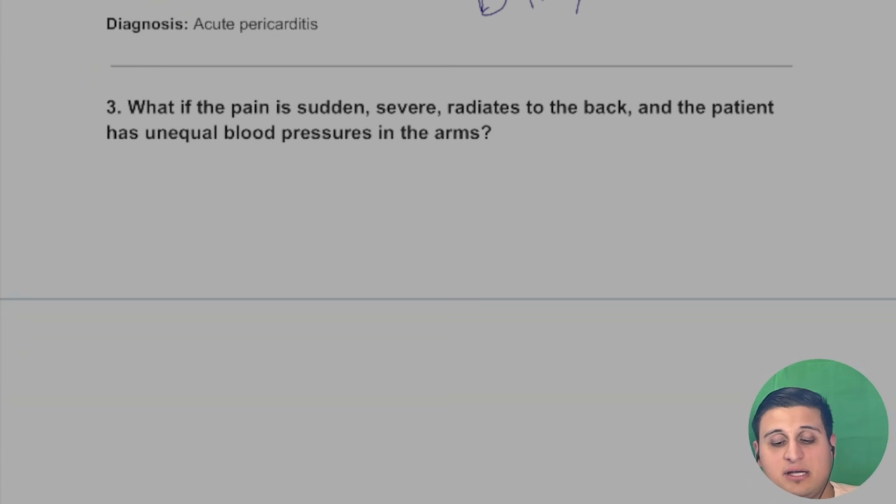We have that acute chest pain, the shortness of breath, and the pain is sudden, severe, radiates to the back. Patient has unequal blood pressures in the arms. These are some of those red flags, right? Unequal blood pressures in the arms. And here's where we can actually break down this differential even more. If we only had the unequal blood pressure in the arms, dissection is something we're definitely concerned about.